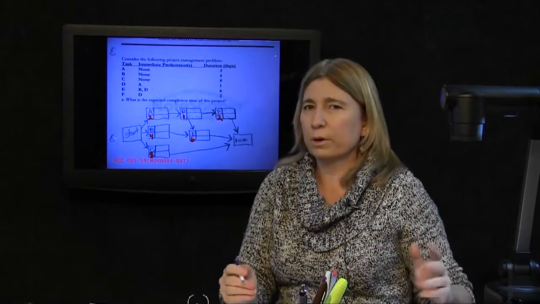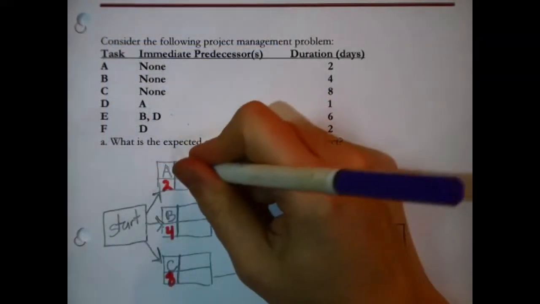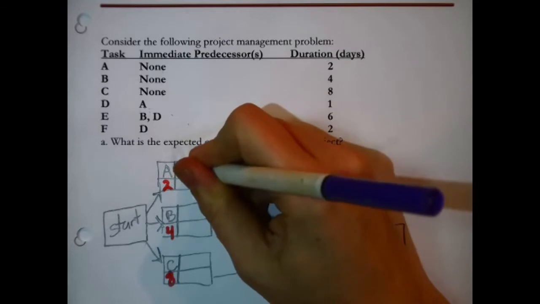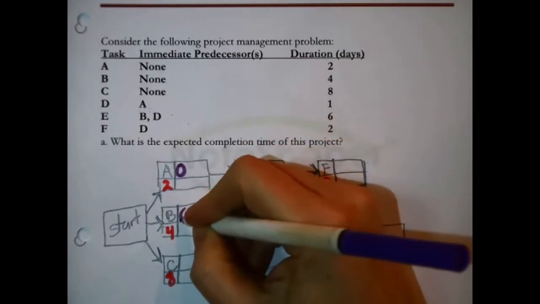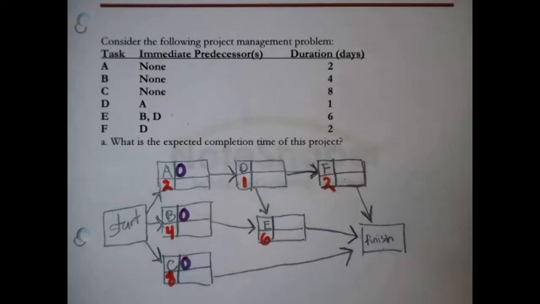What do we note about those tasks? Their early start time is automatically 0. A, early start time 0. B, early start time 0. C, early start time 0. Because 0 numerically is right now. And since they're attached to the start, the earliest you could start on them is right now.